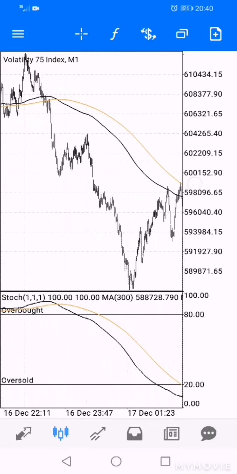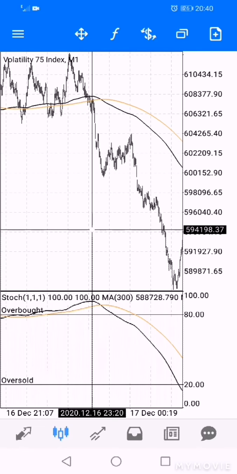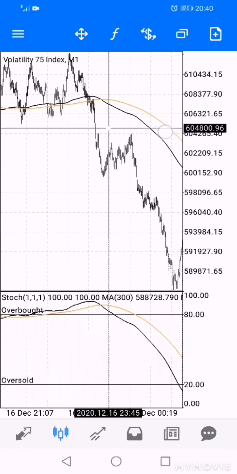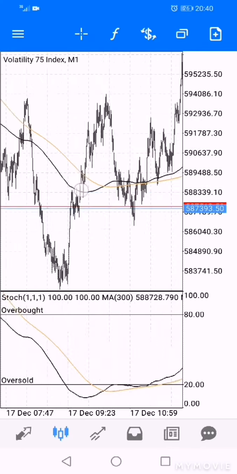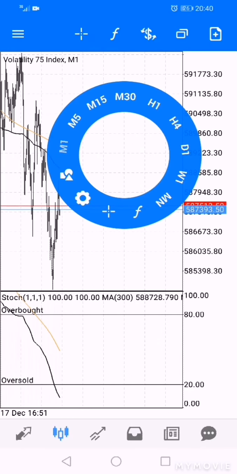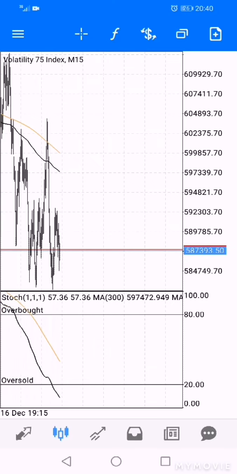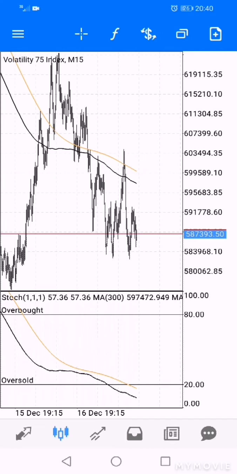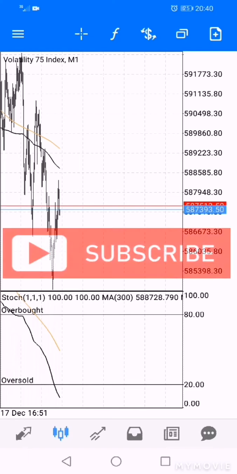Okay. It crossed above the 80 line. You were going to sell here. Then you were going to get all that profit. Okay, let's check our different time frames. We have M1, M5, it's a downtrend. M15, it's a downtrend, so you are confident. So for me, if I check my time frames and they don't correspond, I don't take that trade. I just relax and do other things.